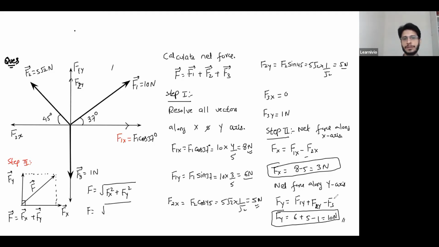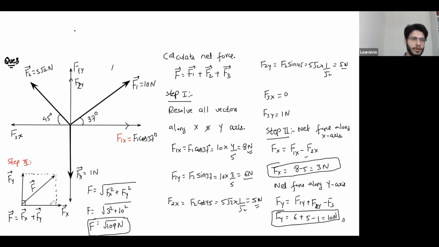How much is Fx? Fx is 3 Newton, so it's 3 square. Fy is 10 Newton, so it's 10 square. So F is root over 100 plus 9, that's root over 109. This is how we calculate the net force F, which is root over 109 Newton.